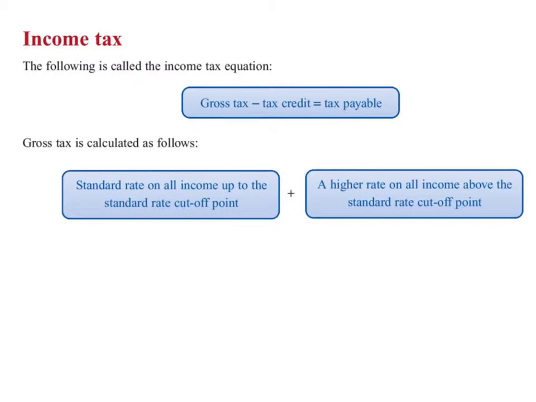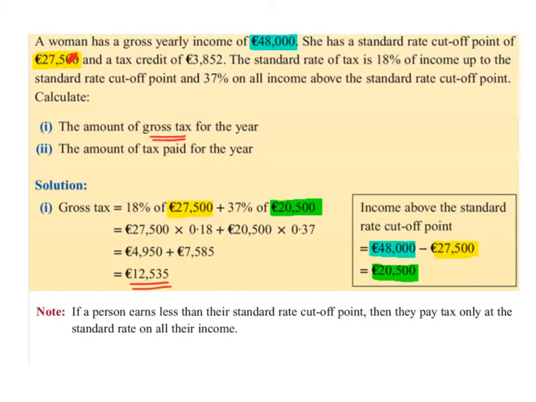So if we want to work out the tax payable, we work out the gross tax first, and then we subtract the tax credit. A woman has a gross yearly income of €48,000. She has a standard rate cut-off point of €27,500 and a tax credit of €3,852. The standard rate of tax is 18% of income up to the standard rate cut-off point and 37% on all income above the standard rate cut-off point. Calculate the amount of gross tax for the year and the amount of tax paid for the year.